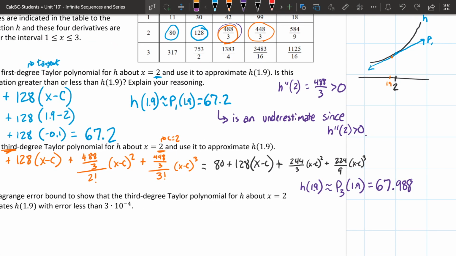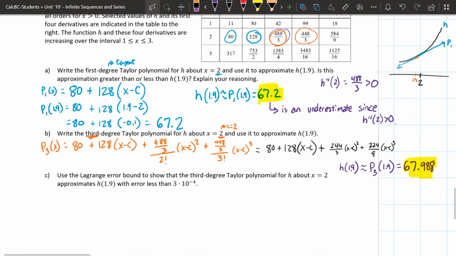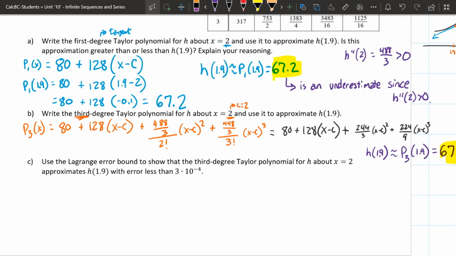All right, so compare that with what we got for our first degree Taylor polynomial. And that's going to be a better approximation. All right, so it's looking like it's getting closer to 68. All right, part C says, and this is it, last one, people. Use the Lagrange error bound to show that the third degree Taylor polynomial for h about x equals 2 approximates h of 1.9 with error less than 3 times 10 to the negative fourth.